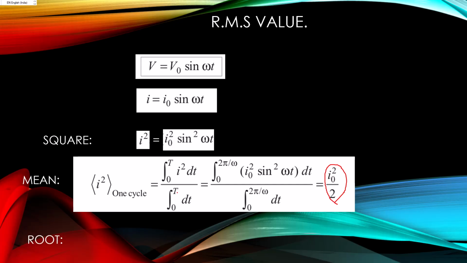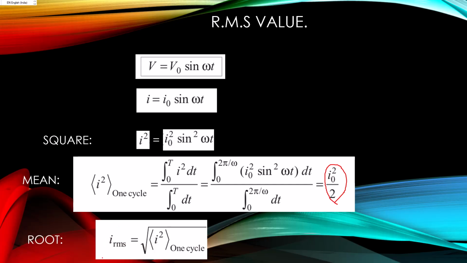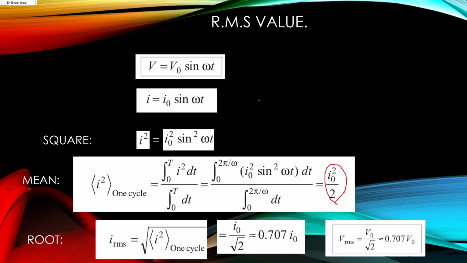Now root. This is the RMS value: first square, then mean, then root. So I square average over one cycle, and the root of this value is I0 by root 2, almost equal to 0.707 I0. So we just completed the basic terms in analyzing circuits. Also, VRMS is V0 by root 2, equal to 0.707 V0.